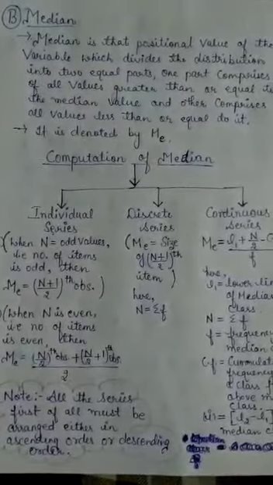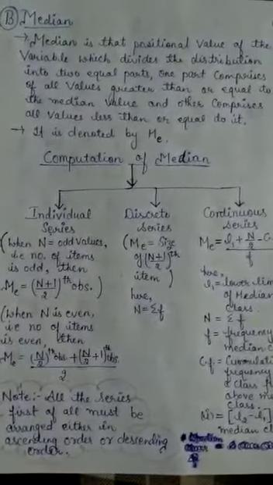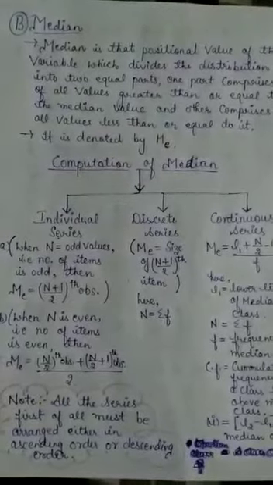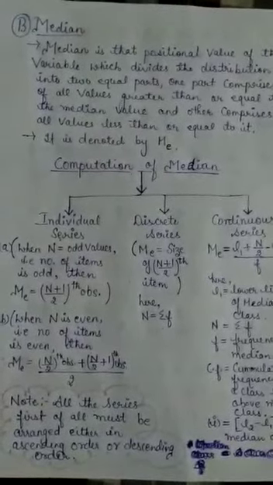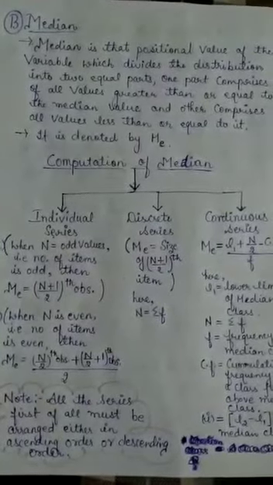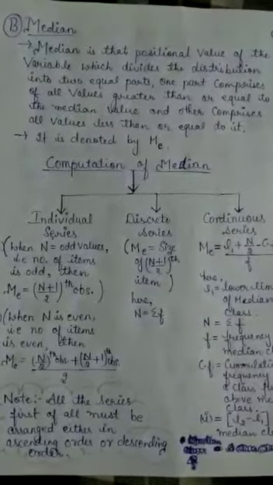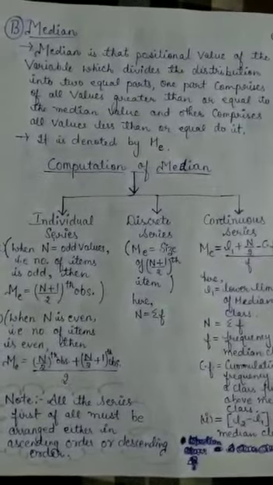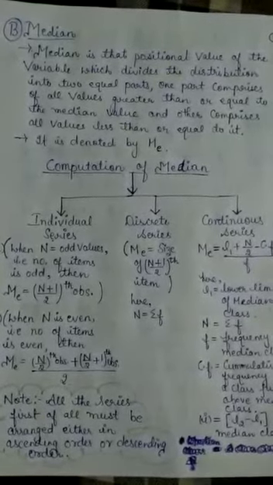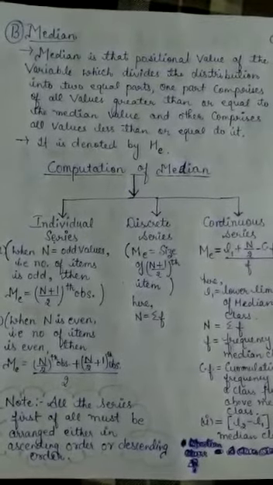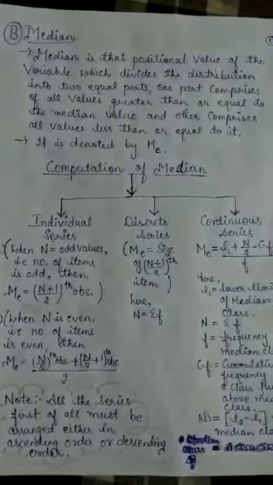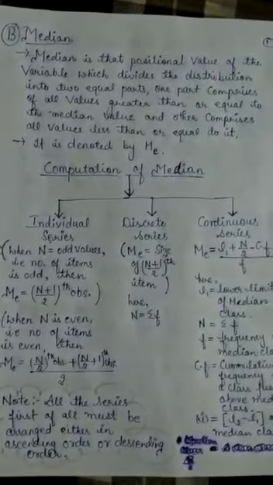What is median? Median is that value which divides the data into two equal parts. When we plot this median value on the graph, we will observe that half of the values will lie on the left hand side of this median value and half of the data values will lie on the right hand side of the median.